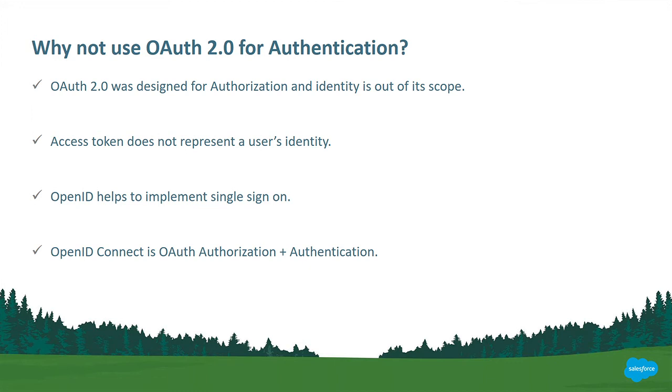That's where OpenID comes in, because along with the access token, as you can see in OpenID, we'll also get the ID token. And the ID token represents someone's identity, and that's why that is used for authentication and not OAuth by itself.